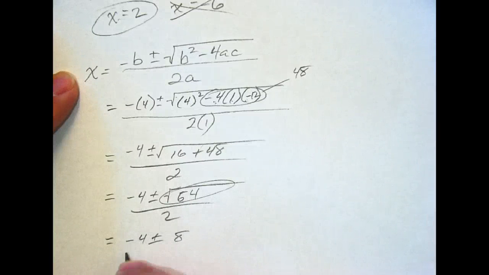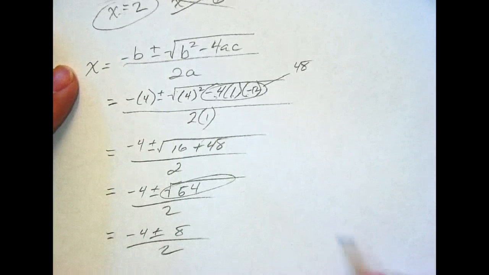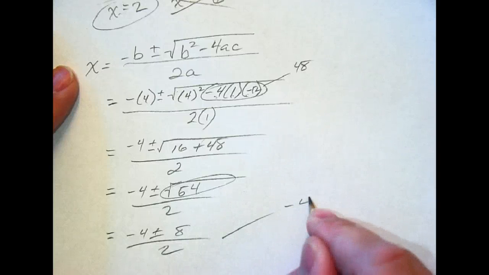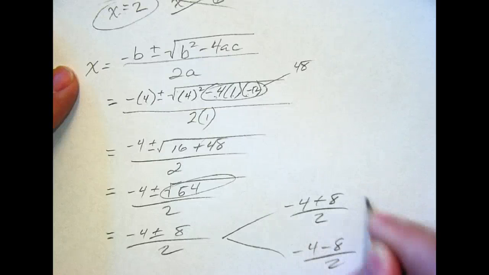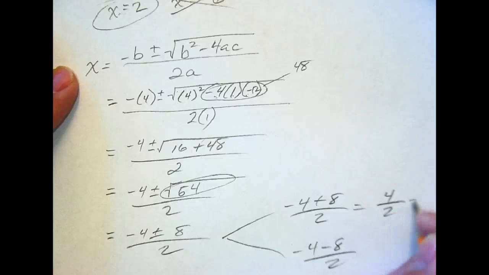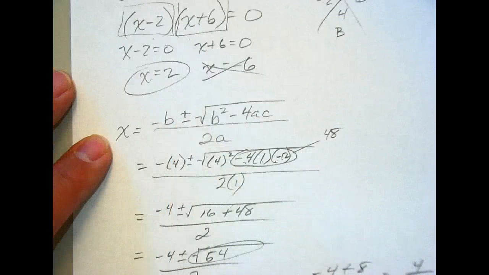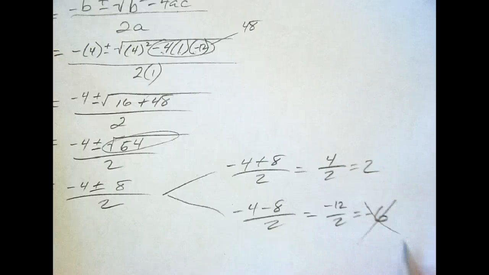From that point, you break into two different problems. You've got negative 4 plus 8 over 2, which is 4 over 2, or 2. And negative 4 minus 8 over 2, negative 12 over 2, or negative 6. Which is what you got in the previous. Same problem, so you should get that. Remember, length can't be negative, so that one's extraneous. That's our answer.